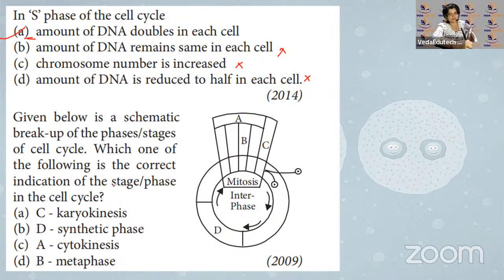Given below is the schematic breakup of the phases of the cell cycle. Which one of the following is the correct indication of the stage and phases of the cell cycle? Okay, let's see. What is A? This entire thing is interphase, right? This is G1, this is S. So D is actually S phase, right? This is true, right? Okay.